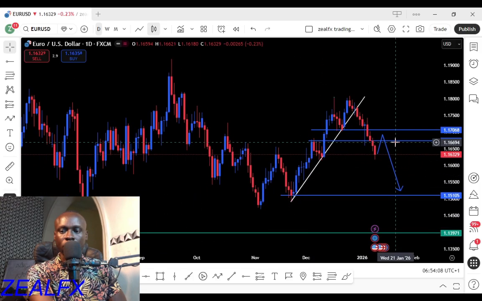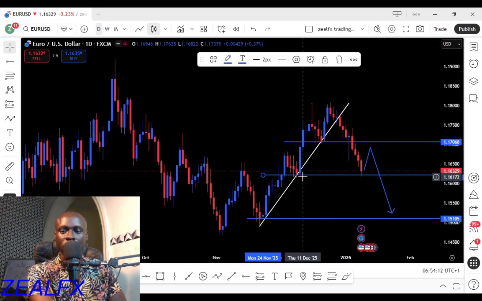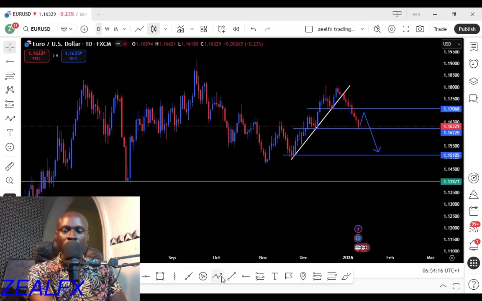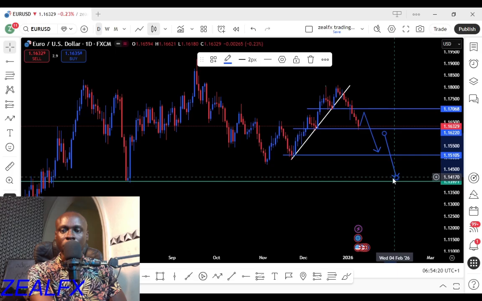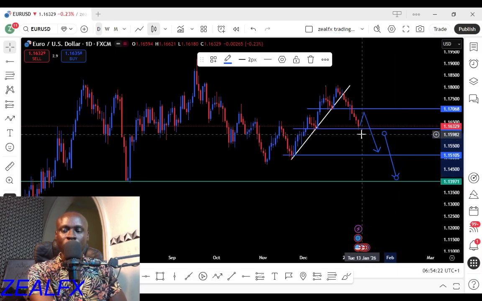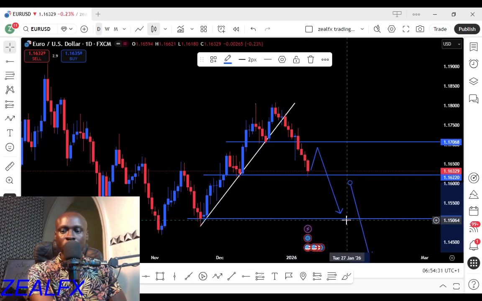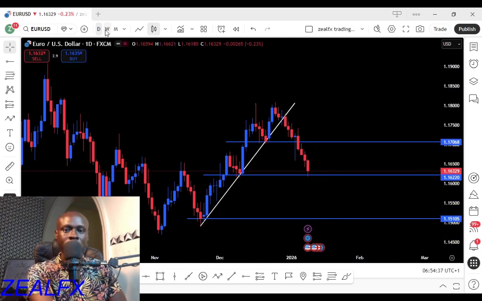Once we see price close below this level, this major inner structure level, we expect a strong bearish move for EURUSD to this next support level. So we wait for price to close below it and give us a setup for the strong bearish move to this level. But with this current move, we expect price to retest this level, then price will drop to this particular level. So let's look at the weekly chart to confirm the EURUSD move.